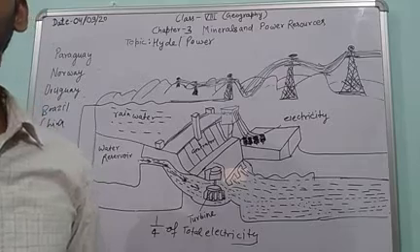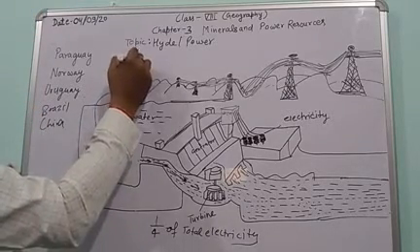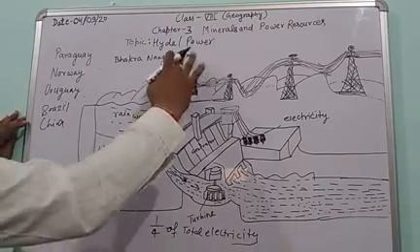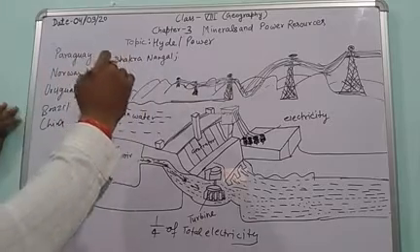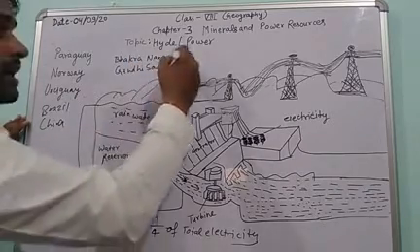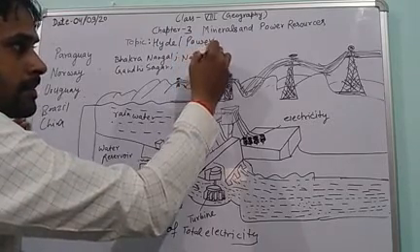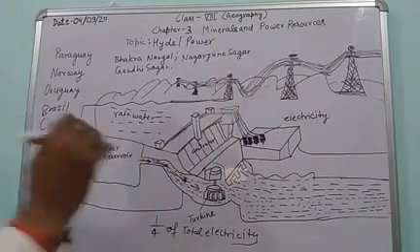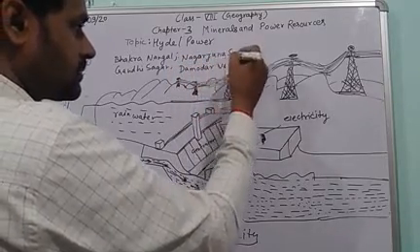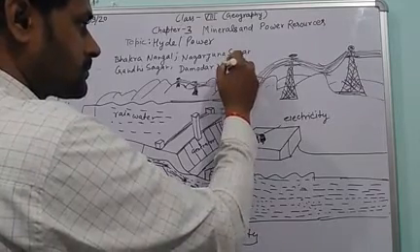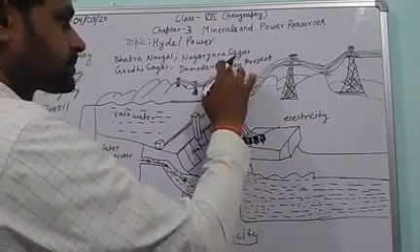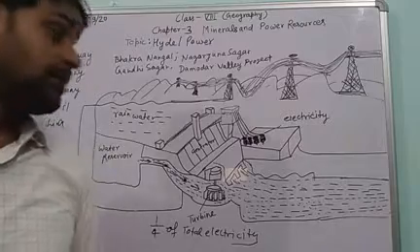Some important hydel stations in India are Bhakra Nangal Dam, then Gandhi Sagar, then Nagarjun Sagar, and the last one is the Damodar Valley project.